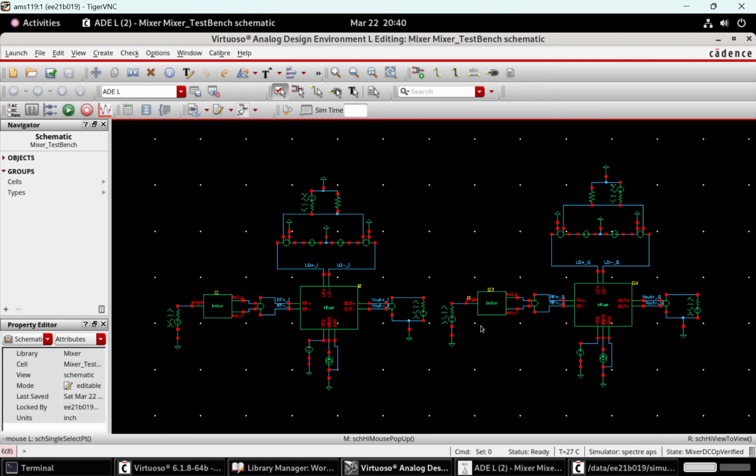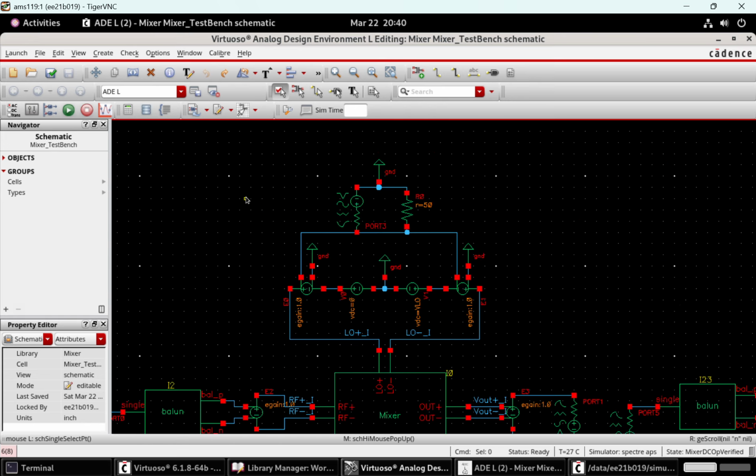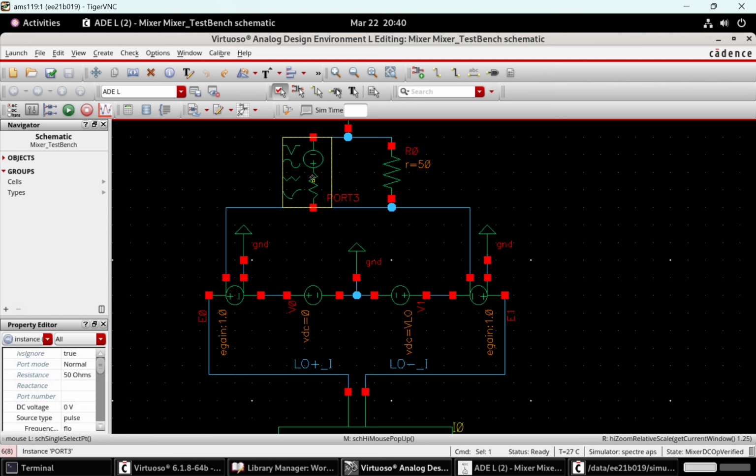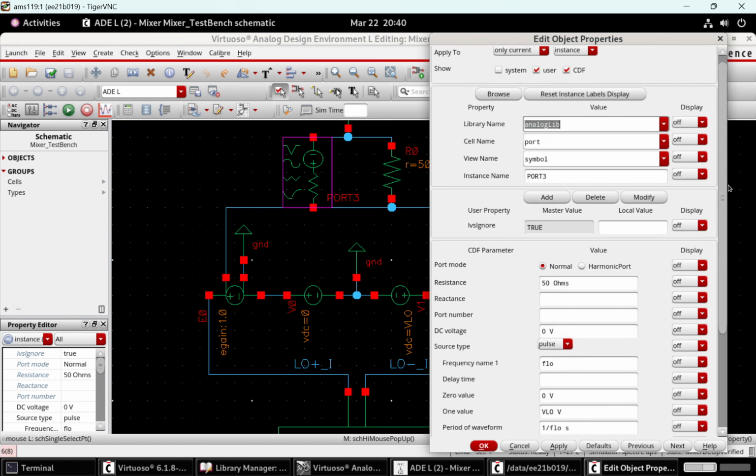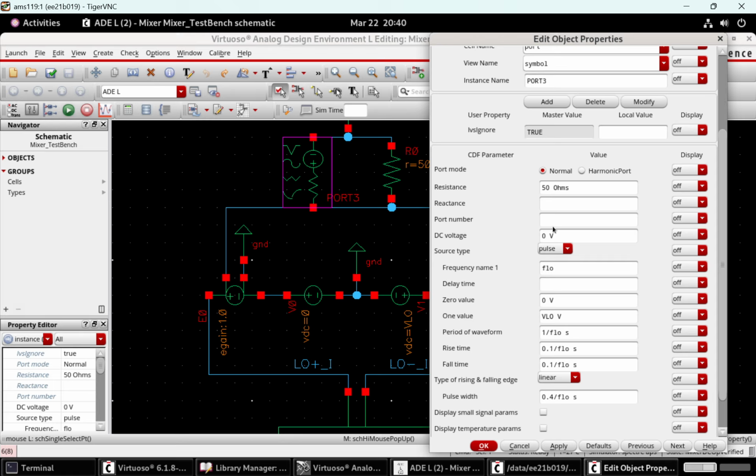There are two halves, one for the I part, one for the Q part, and this is the part that gives the LO signals. So the settings of this port are as follows. So you set the DC voltage to 0. DC does not have any significance here. And the frequency name is set to FLO. And the 0 value is 0, 1 value is VLO, which is 1.2 volts, as we shall see. And the period of the waveform is 1 by FLO. And the rise time and fall time are both 10%, as mentioned in the help guideline.